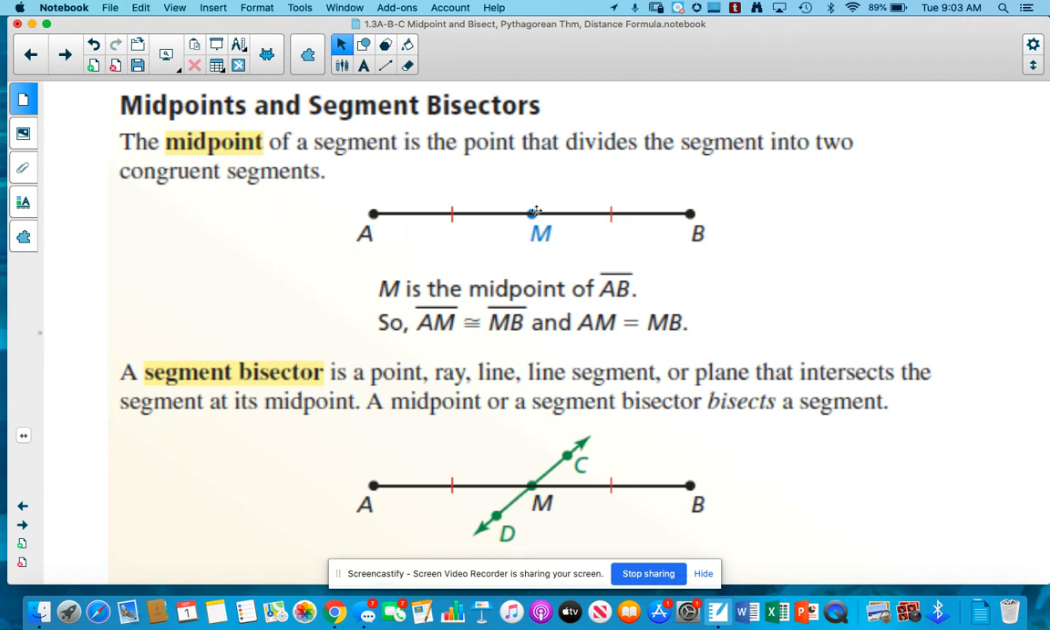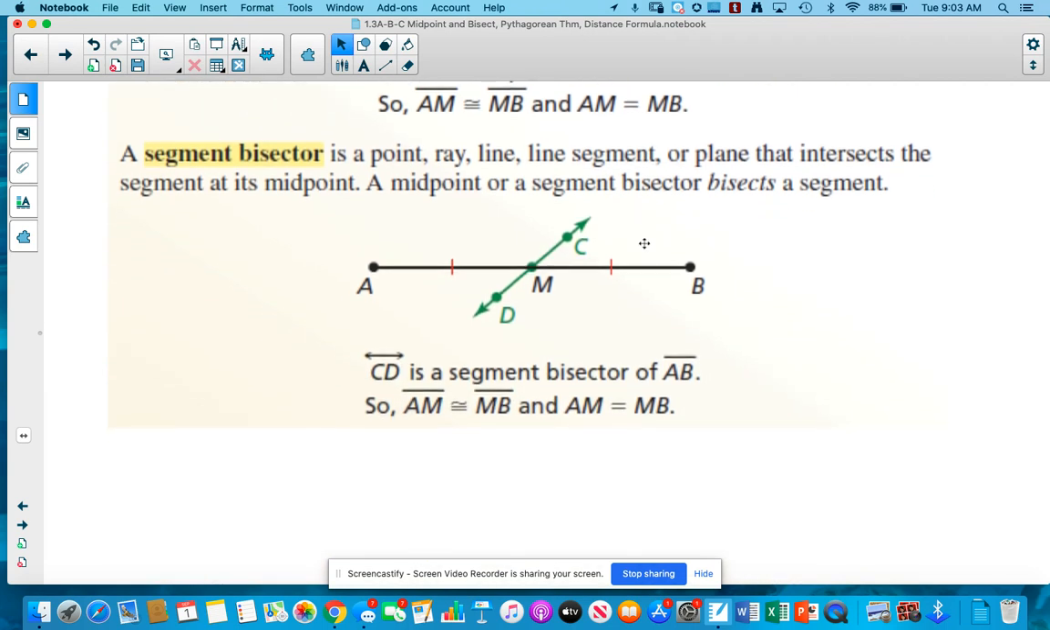So we are basically saying M is the midpoint of segment AB. If it is the midpoint, you know AM is congruent to MB, and this right here is your congruency symbol. So then we know AM is equal to MB.